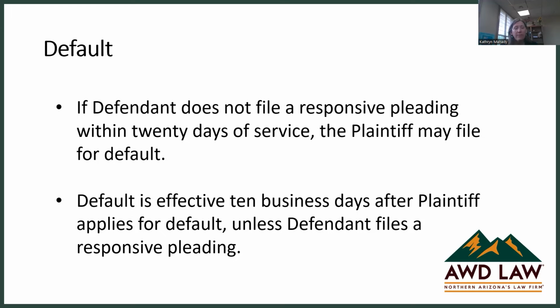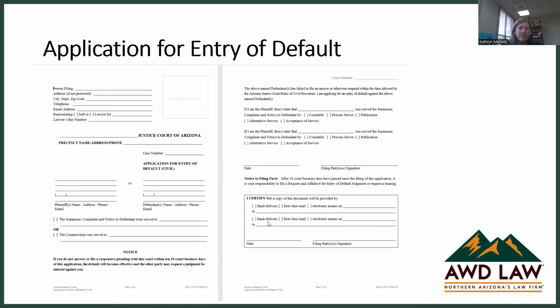So we filed an application for entry of default last week. I think it was on Thursday. That means that next Thursday, that default will be effective. And that means that we have default against the defendant. And so if they come in after that time, they have to move to set aside default, and they need to prove that there was a good reason that they didn't file an answer, usually that they didn't actually get notice.